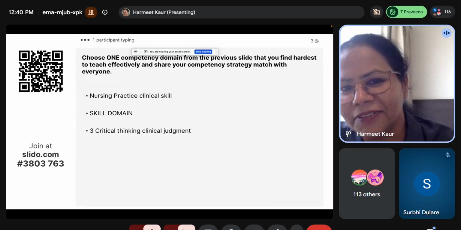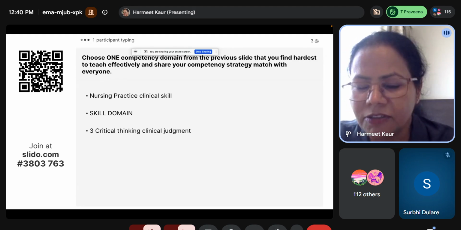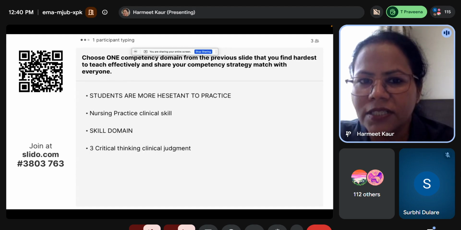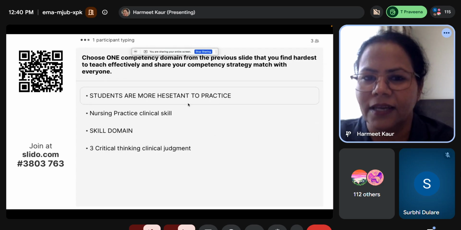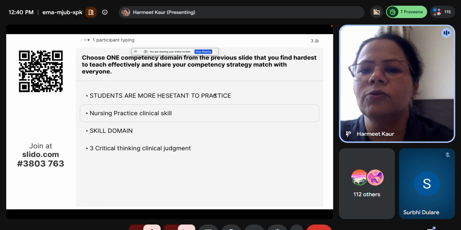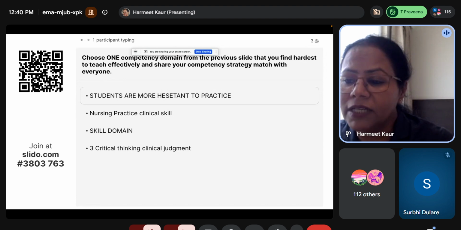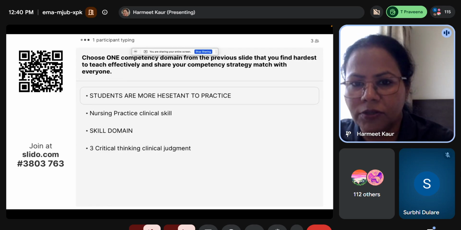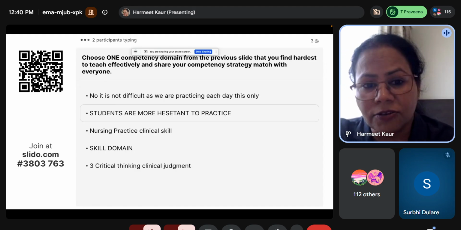Please be interactive. It will be good if we can interact with each other. If you can, just unmute yourself and answer. Students are more hesitant to practice. Actually, what happens is the students are more hesitant only when they don't have knowledge. If they don't have that basic clinical understanding of what can be done in a particular scenario, then definitely they will be hesitant. But if we engage them from the start, they will be really interested in doing that.